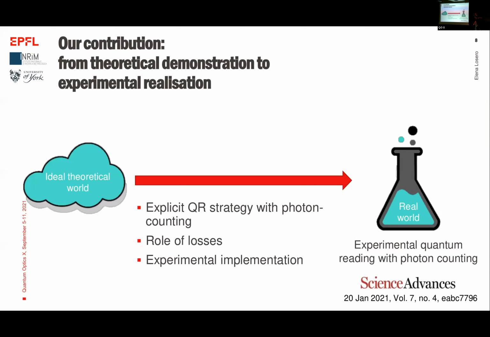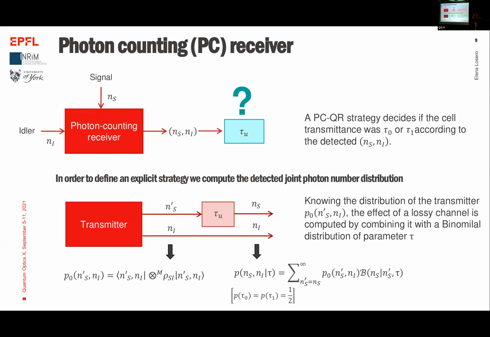What we did in our work was really to move this theoretical study from the ideal theoretical world to the real world. And in particular, what we proposed was an explicit quantum reading strategy with photon counting. We studied then the role of losses, which are unavoidable in experiment, and then we experimentally implemented the protocol, demonstrating a quantum advantage.